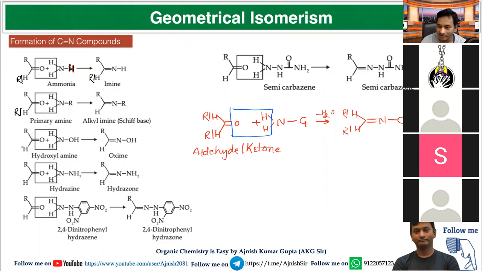When aldehyde or ketone reacts with NH2OH, this NH2OH is called hydroxylamine. When aldehyde or ketone reacts with hydroxylamine, a water molecule goes out and there is formation of carbon double bond nitrogen, in which nitrogen is connected with OH, and such a compound is called oxime.